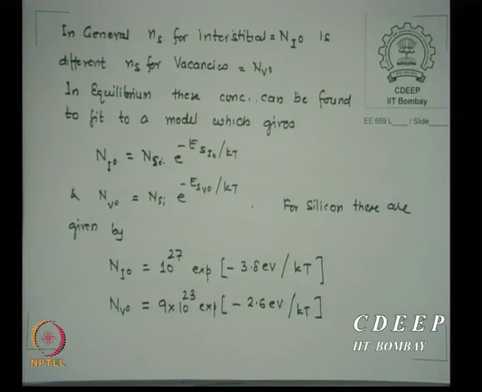So the interstitial concentration is N silicon e to the power SI0 by kT, and NV0, the neutral vacancies as they are called, is N silicon e to the power SV0 by kT. If for silicon I substitute these N numbers and activation energies, I get NI0 as 10 to the power 27 exponential minus 3.8 eV per kT. NV0 is N into 10 to the power 23 exponential minus 2.6 eV by kT. Which number seems to be larger? Interstitial sites are always larger than vacancy sites. Is that clear to you?